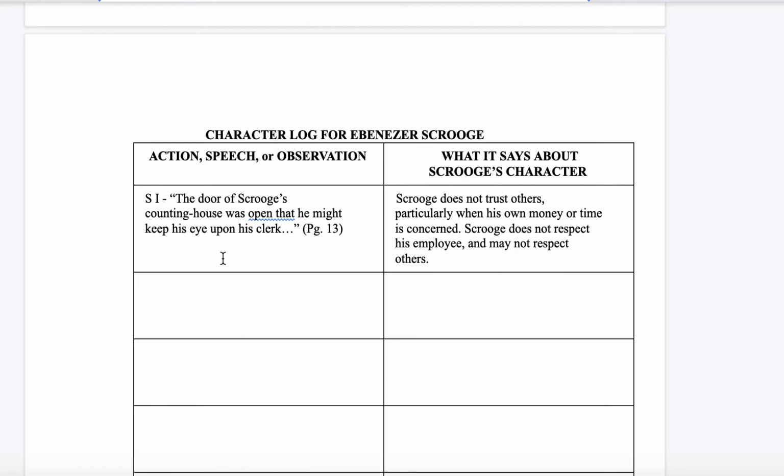Now, I want to tell you something very, very important as you are digging into the staves to pull out textual evidence.